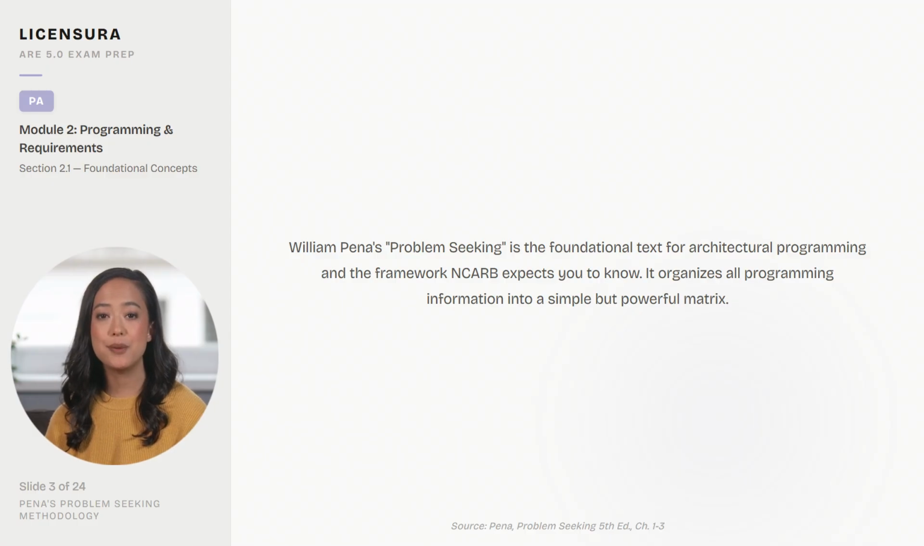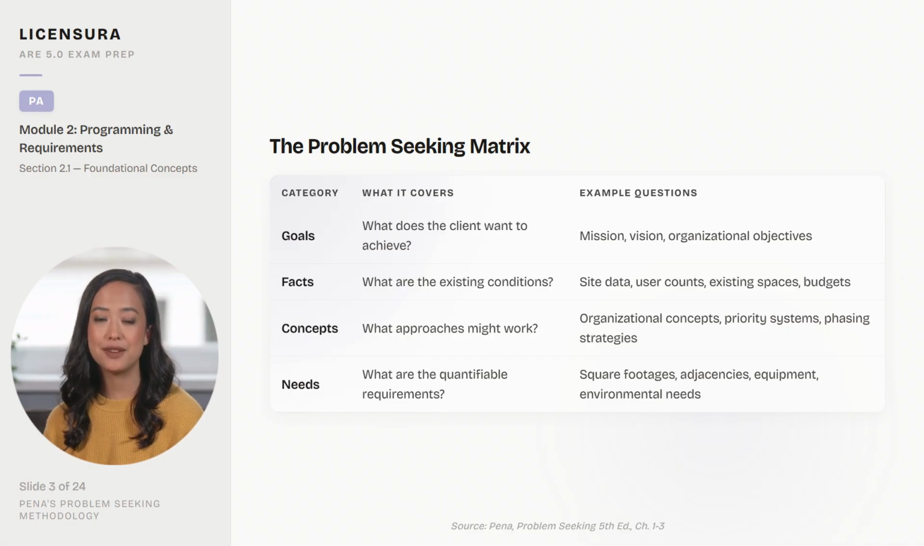William Pena's Problem Seeking is the foundational text for architectural programming and the framework NCARB expects you to know. It organizes all programming information into a simple but powerful matrix. Pena's problem-seeking matrix organizes all programming information into 4 categories that you need to know cold.